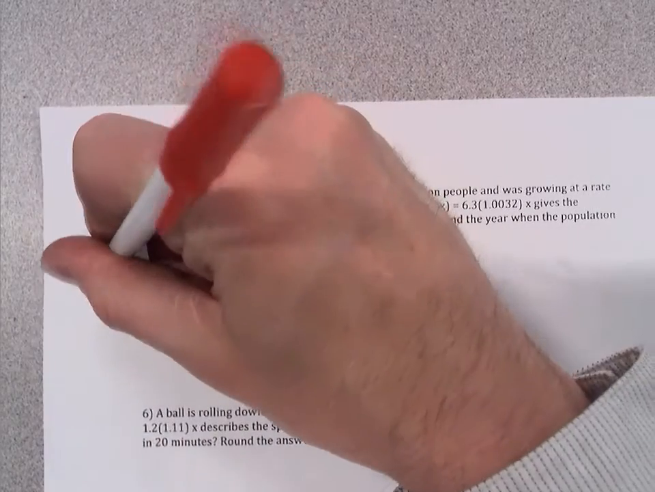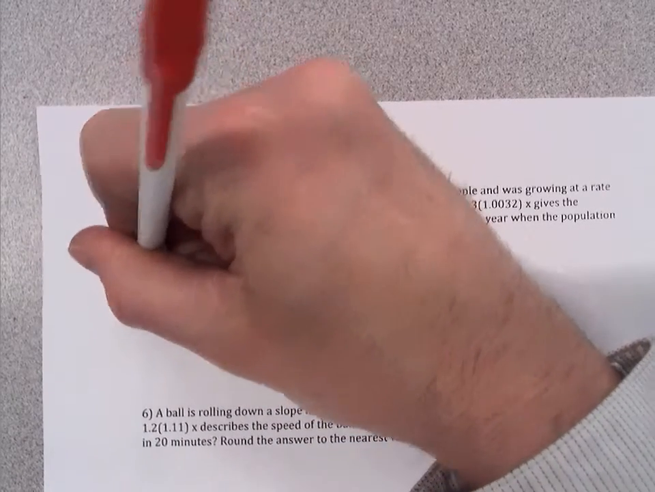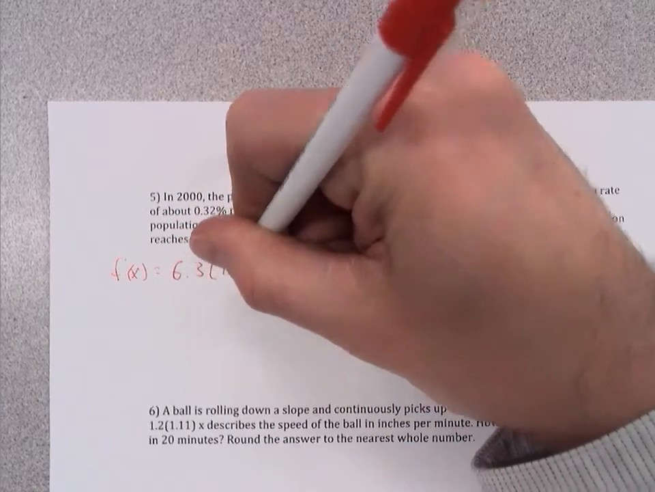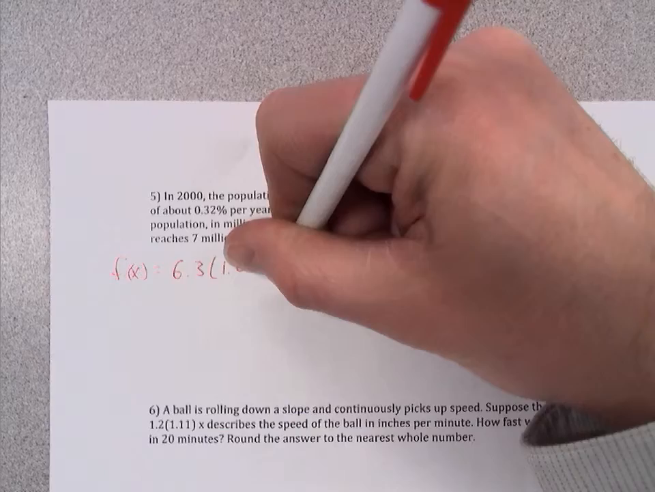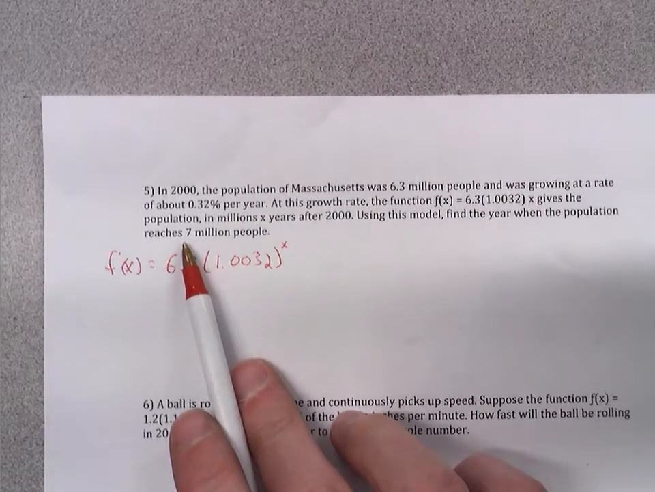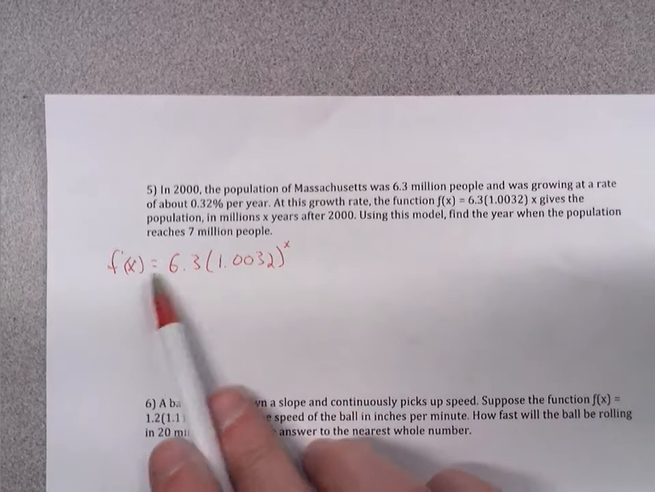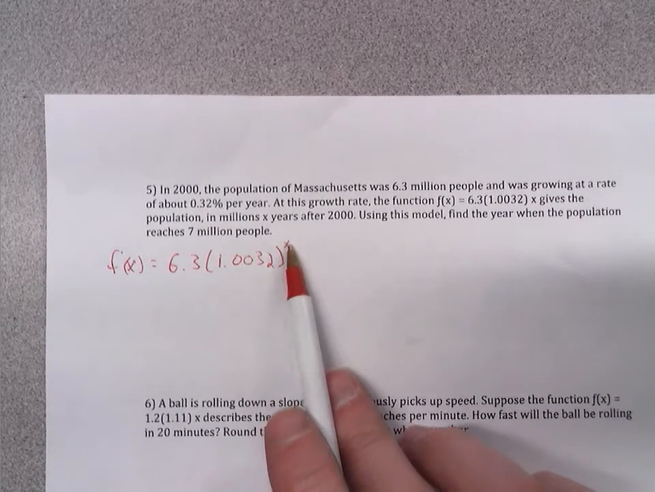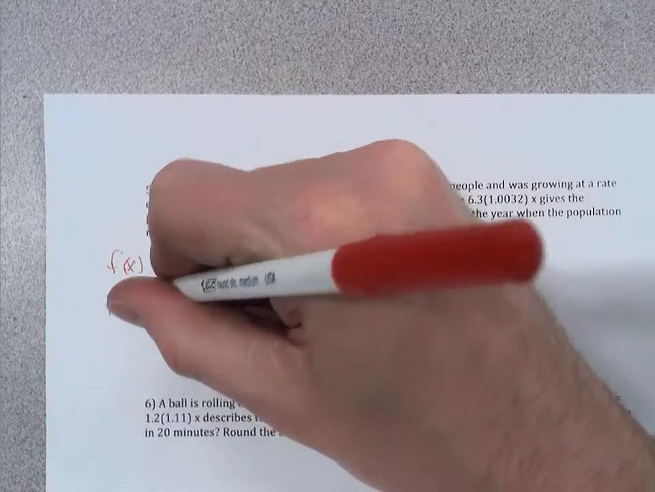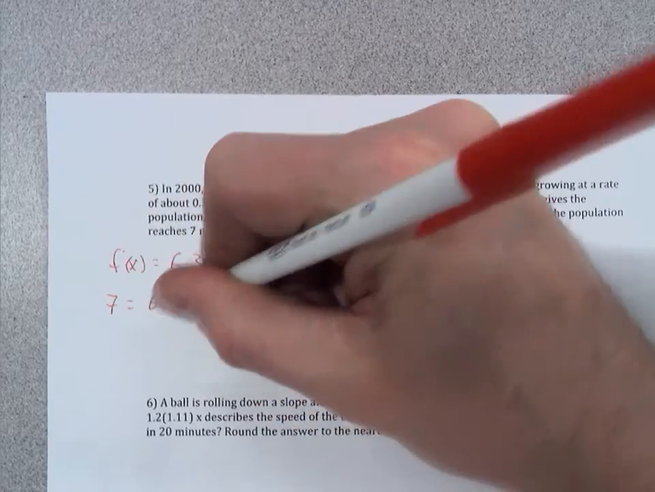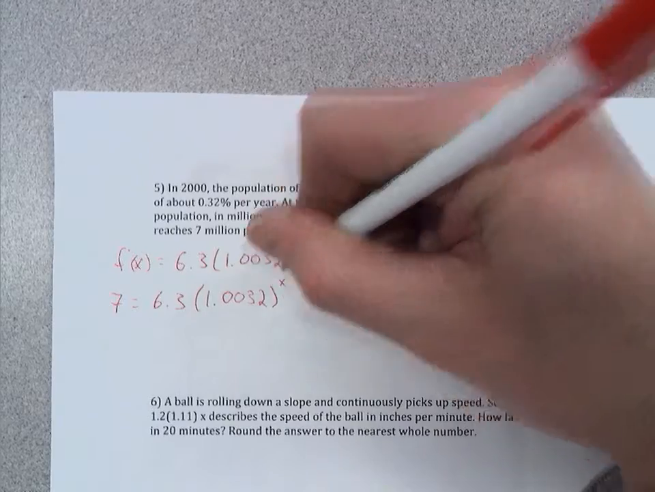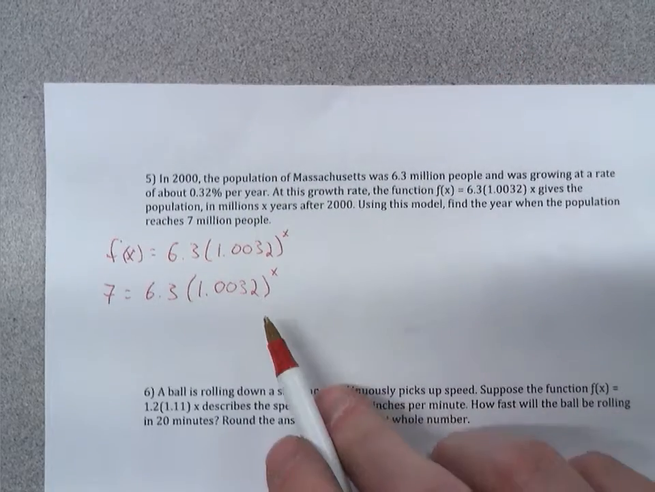So we have our original function, f of x equals 6.3 times 1.0032 to the x power. What does 7 million people represent? Well, 7 million people would be what f of x equals when we're at some particular year. So we're going to put that value in, 7 equals 6.3 times 1.0032 to the x power. And now we want to solve for x.